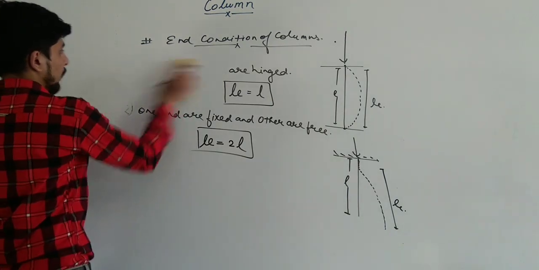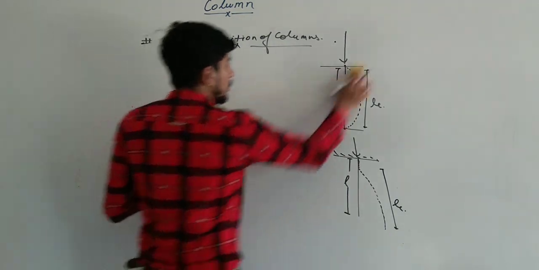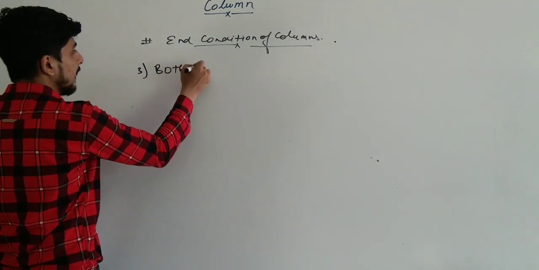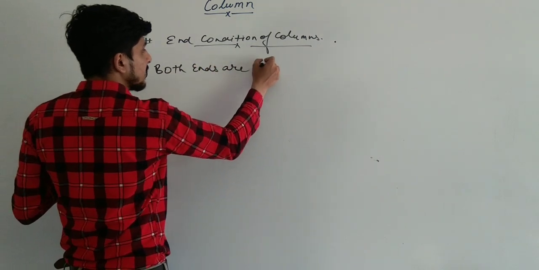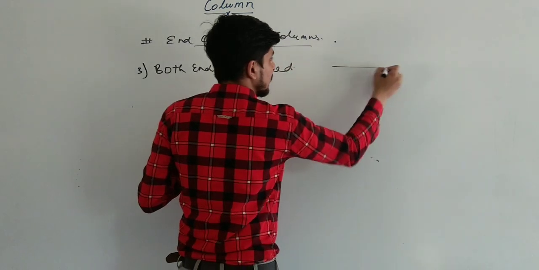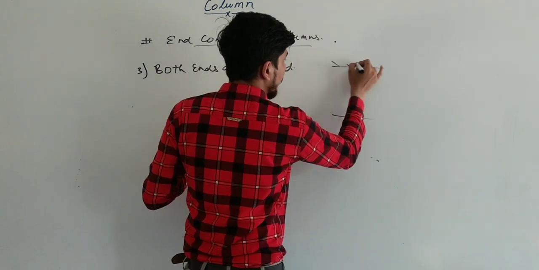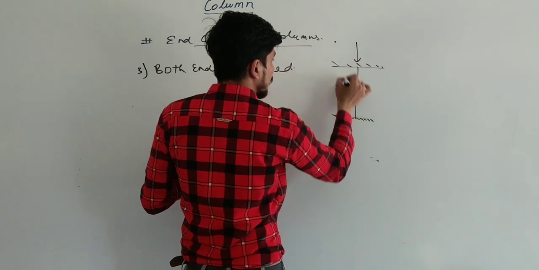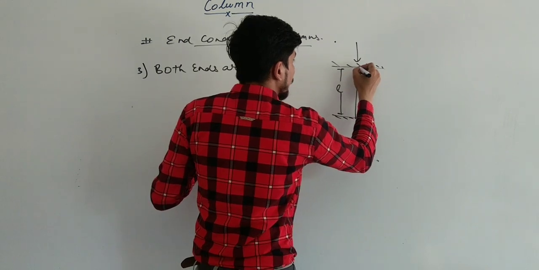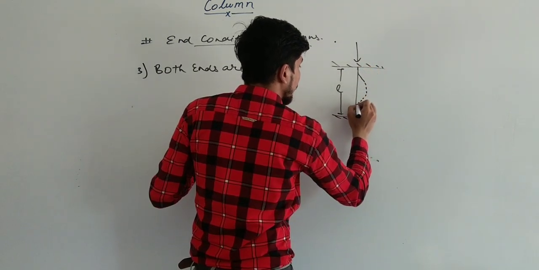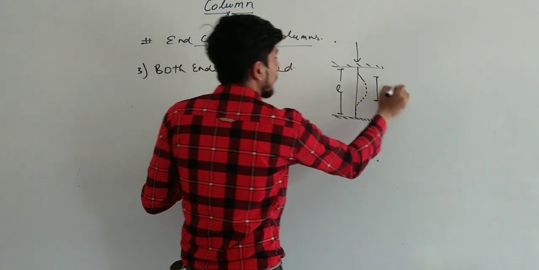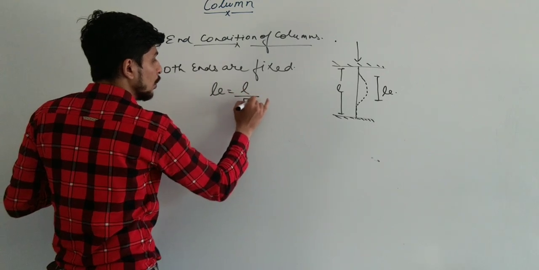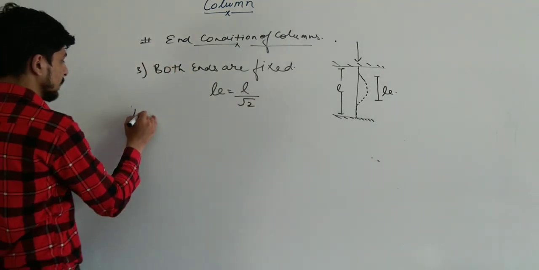Now the third case we will discuss is both ends fixed. Both ends fixed means the upper end and the lower end are fixed. When we apply load, the actual length is L, and the effective length will look like this. This is the effective length, and the formula for both ends fixed is LE equals L upon root 2.